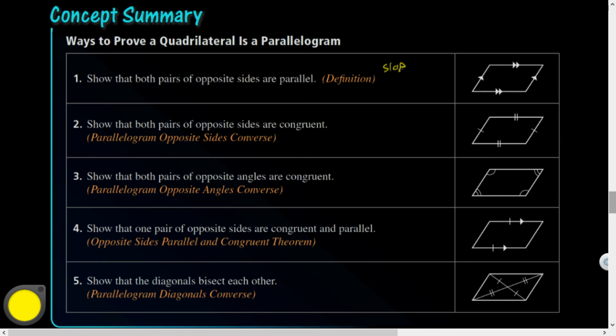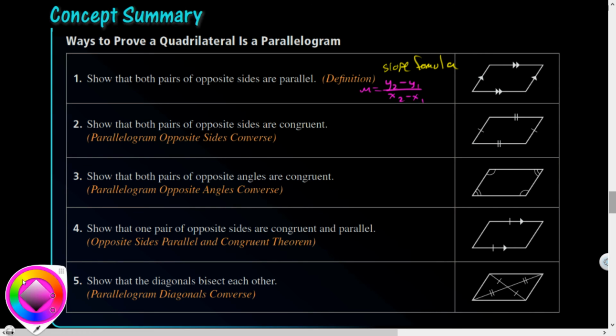I'd need to use the slope formula. Do you guys remember the slope formula? y2 minus y1 over x2 minus x1 is equal to the slope. I want to point out you'd have to use this formula 4 times. Okay? All right, if I wanted to show opposite sides were congruent, what could I do on a coordinate plane?